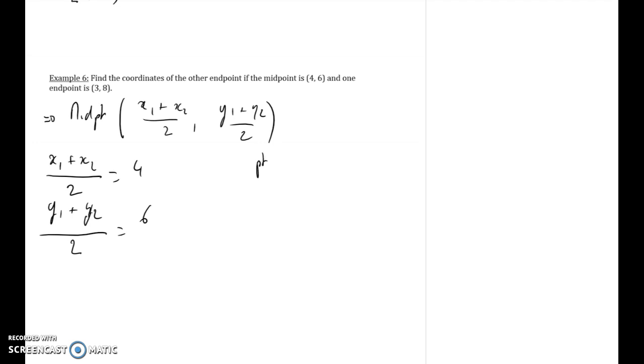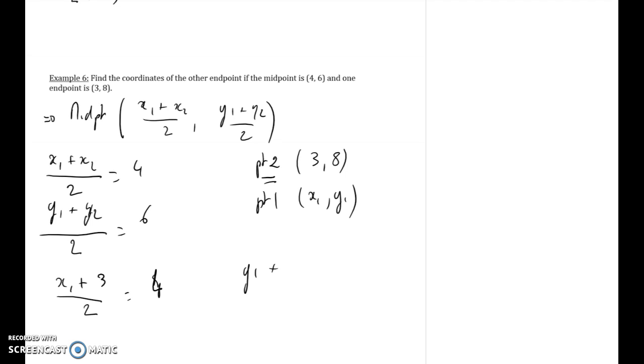So I'm going to call the point 2 just to change. The point 2 is going to be the point with the coordinate 3/8 when I don't know the point 1, which is going to be x1 and y1. So to find x1 and y1, I'm going to substitute the point 2 in my 2 coordinates of the midpoint. Therefore, I'm getting x1 plus 3/2 equals 4, and y1 plus 8 divided by 2 equals 6.